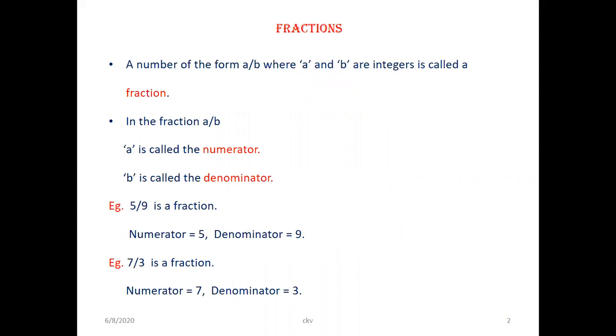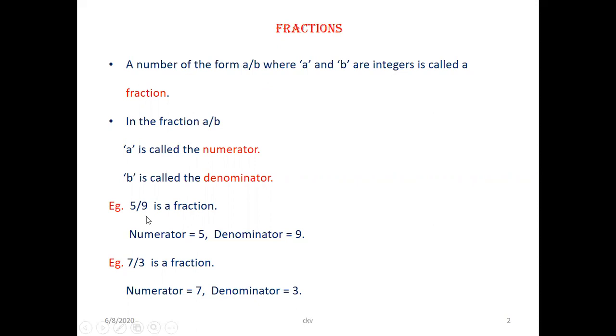What is a fraction? A number of the form a by b, where a and b are integers, is called a fraction. Here in this fraction a by b, a is called the numerator, b is called the denominator.